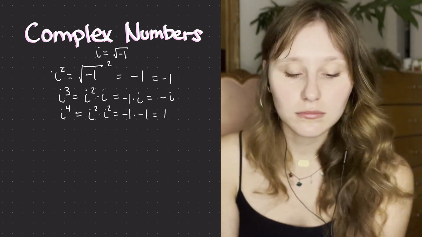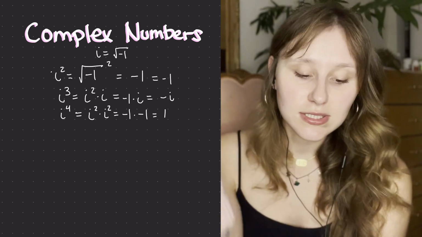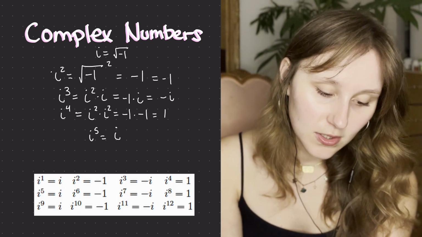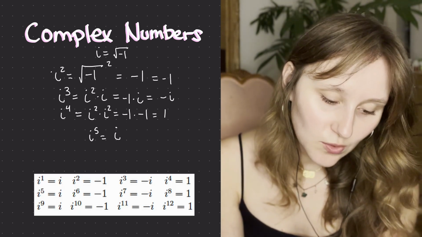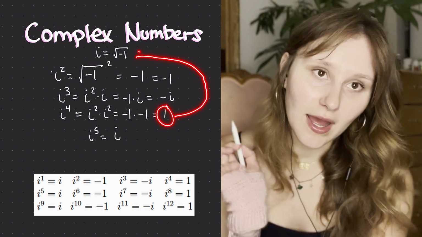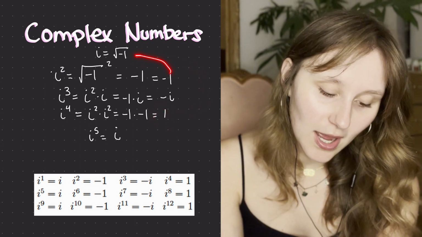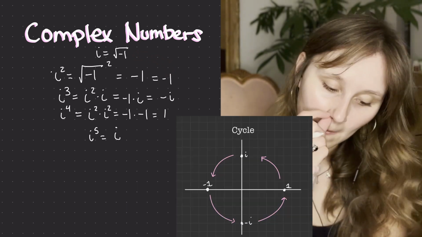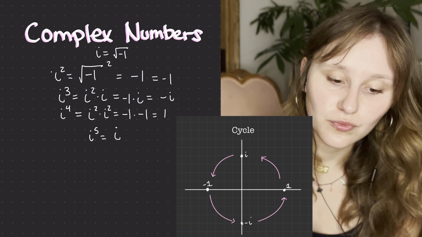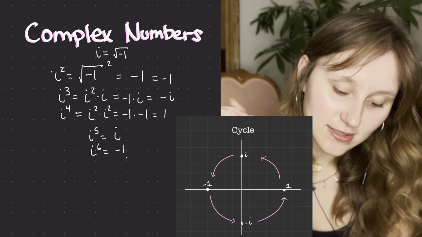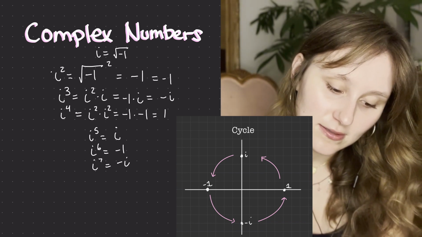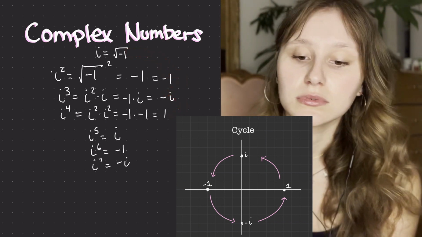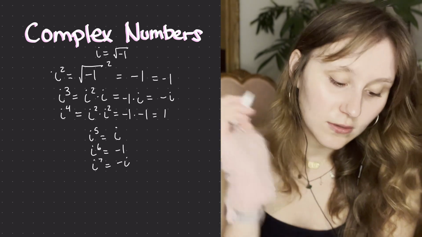Isn't that cool? Then we use this cycle again. i to the fifth is i. This is the cycle. Once you get to 1, you go all the way back to i. Then i to the sixth, because you would do i fifth times i, you would get i squared, which is -1. i to the seventh is -i, so you see this pattern here. This cyclical type of group goes on forever.